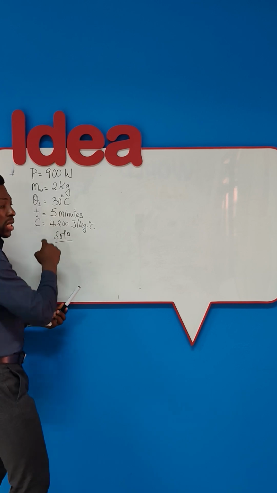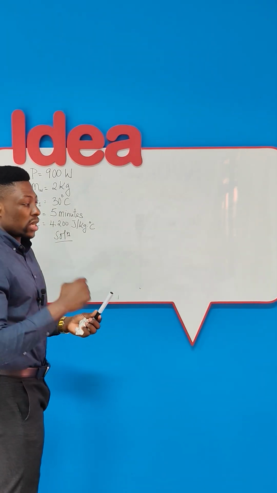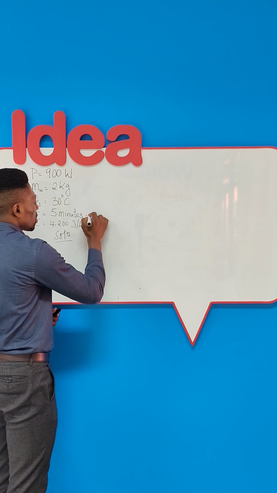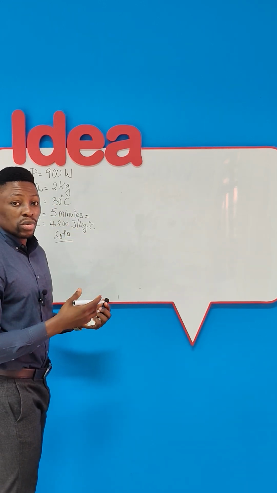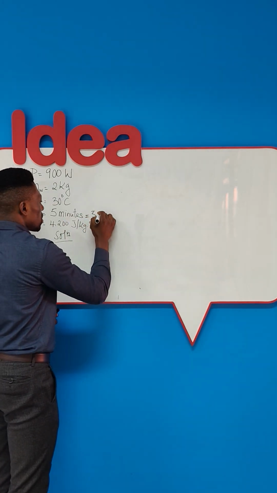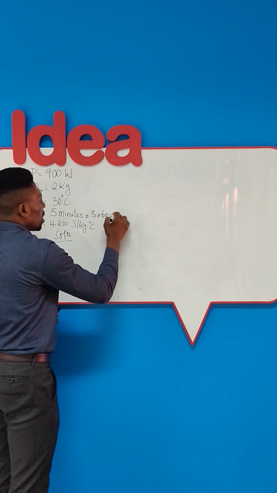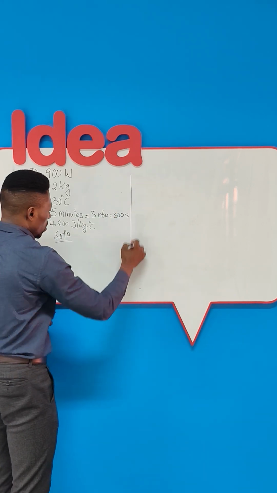On the other hand, look at time. The SI unit for time is a second, correct? So I'm going to convert this to seconds right away. Again, why this strategy? Just to avoid mistakes later on. So 5 minutes to seconds gives us 5 times 60, which is 300 seconds. I think now we're good to go.